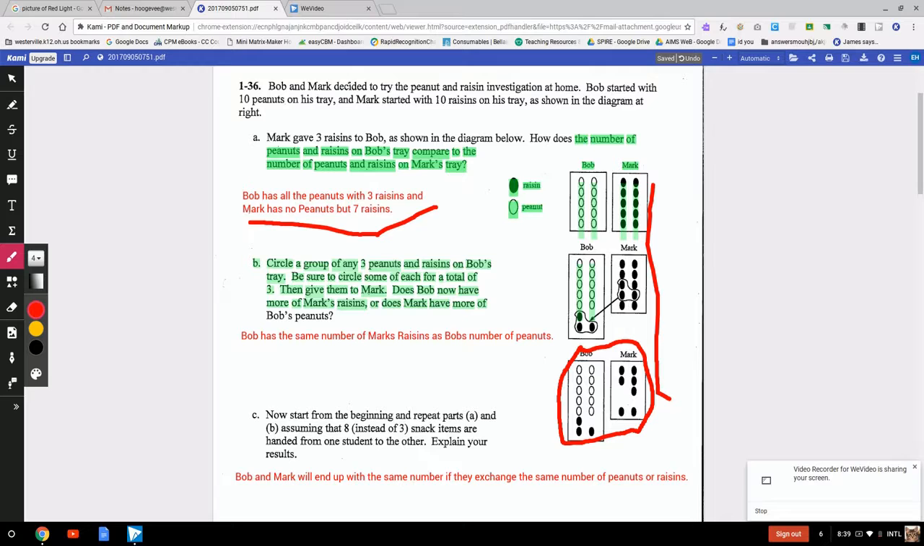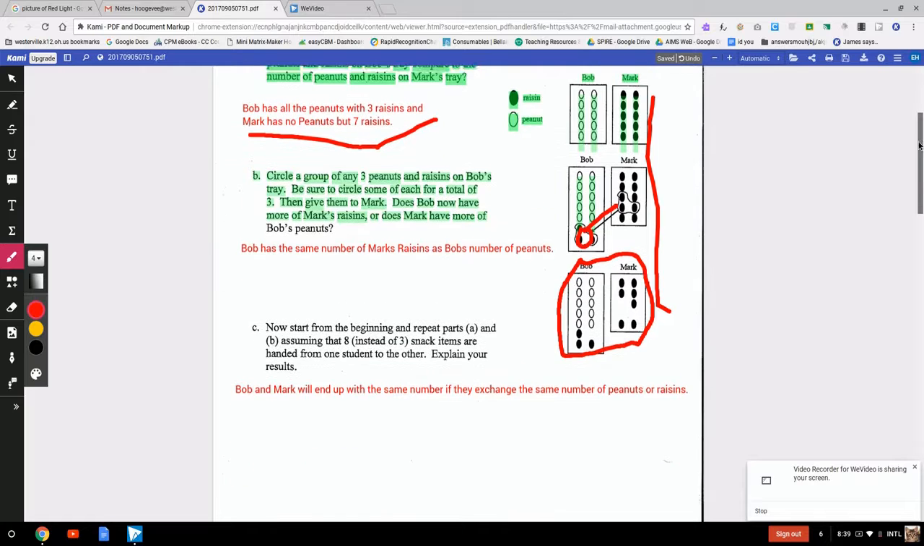If you just circled 3 here and gave them back, then Bob would have the same number of Mark's raisins as Bob's number of peanuts. So if they gave them back, then they're equal again. It's like taking these 3 right here and giving them back. So they both have 2, 4, 6, 8, 10 of each.